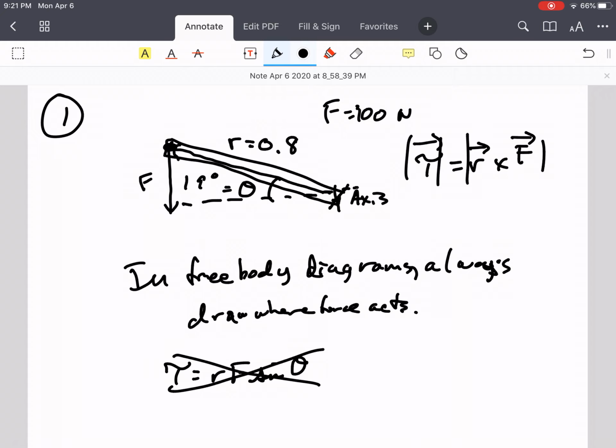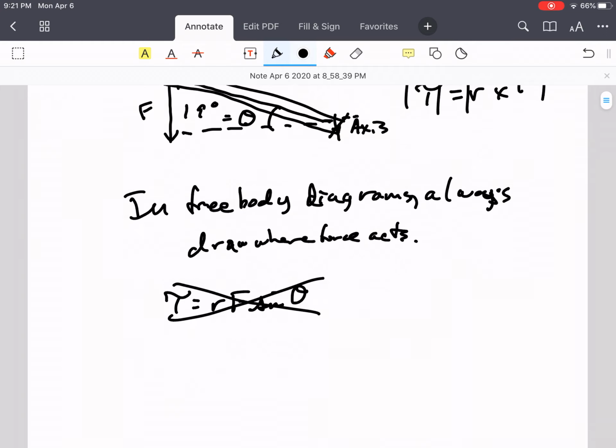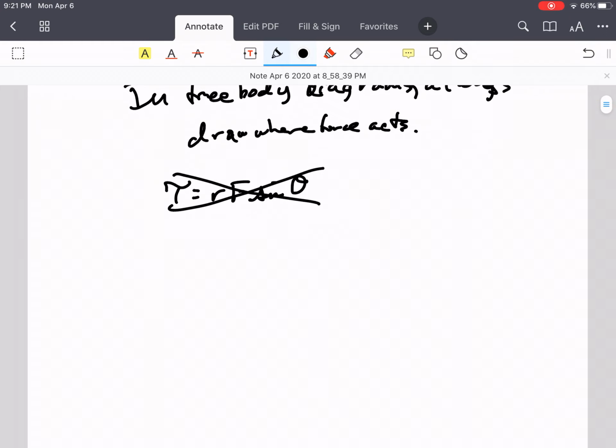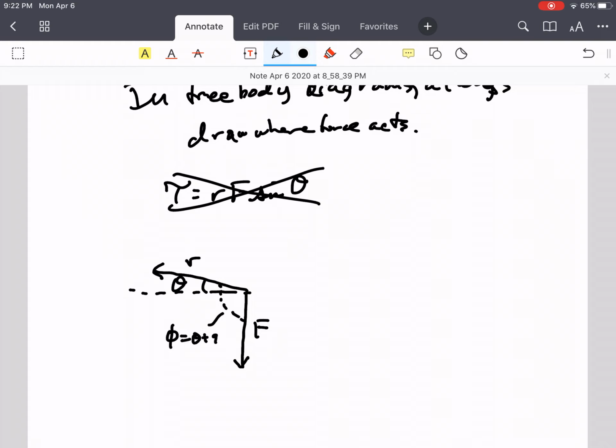No. Why not? Theta, as defined here, is not the angle between r and F. Let's go ahead and see what that angle is. So here's r. Here's F, which points straight down. And what I know is that the angle of r above the horizontal is what I called theta, which is 19 degrees. The angle between these vectors, let's call that maybe phi, is theta plus 90 degrees.